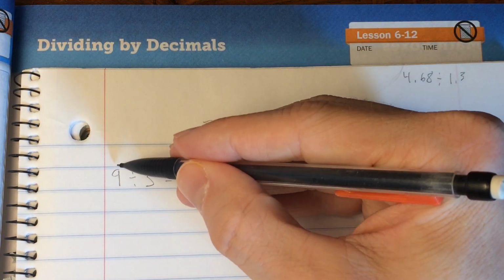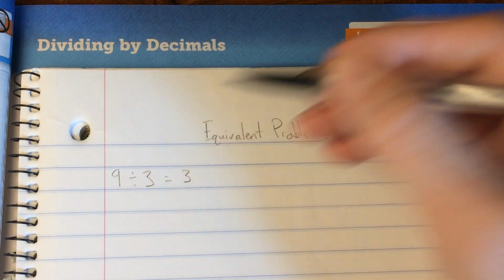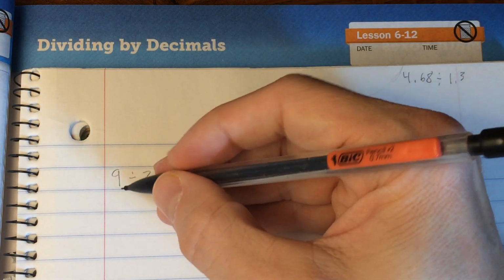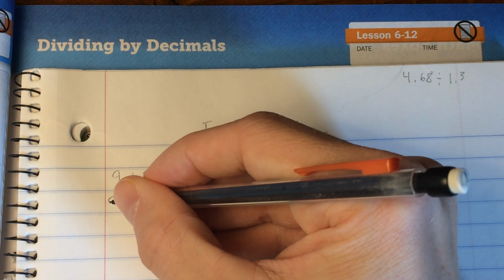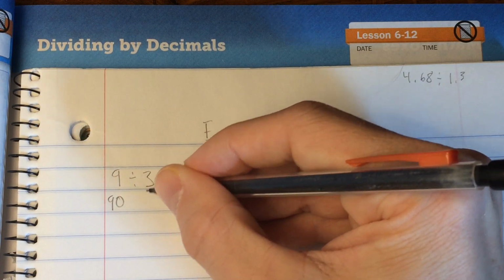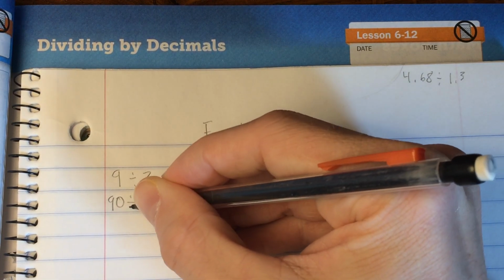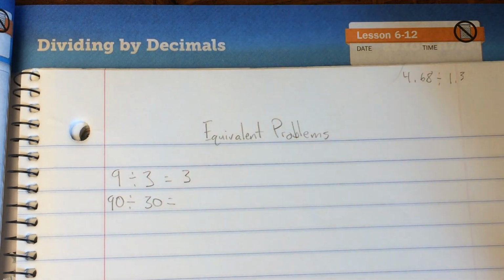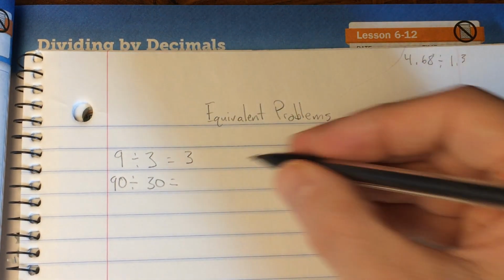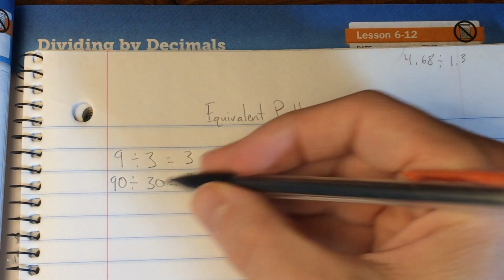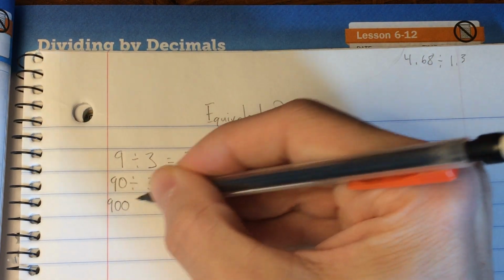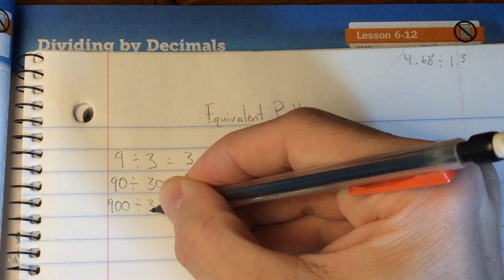But let's say we multiply the 9 by 10 and the 3 by 10. What's 9 times 10? 90. What's 3 times 10? 30. Does anyone know 90 divided by 30? The answer is still 3. That's the magic.